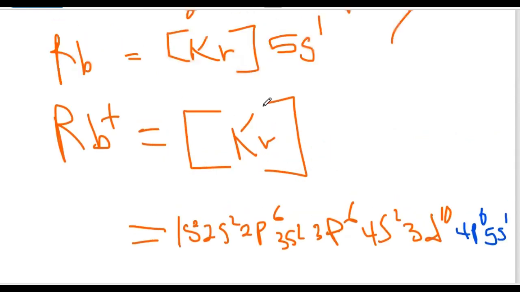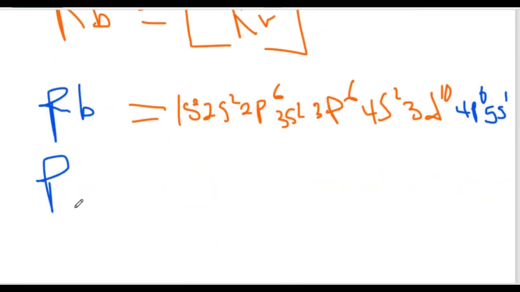Let's count to see if we have those numbers. You have 2 plus 2 is 4, plus 6 is 10. Then 10 plus this 10 here, we have 20. Then I have this 2 plus this 2 plus this 2, I have 30. Then plus 6, plus this 1, is 37. So this is for the normal rubidium.